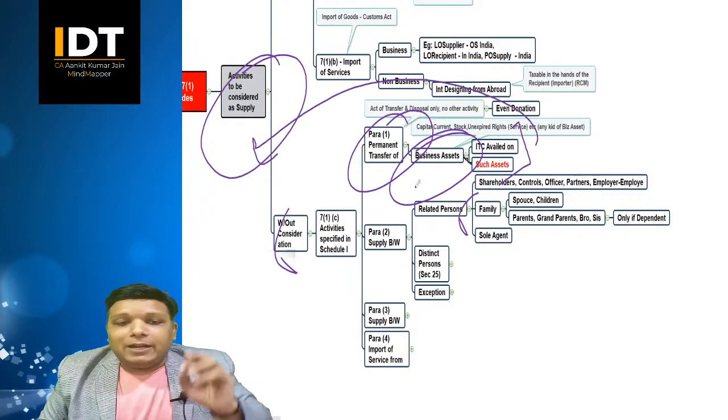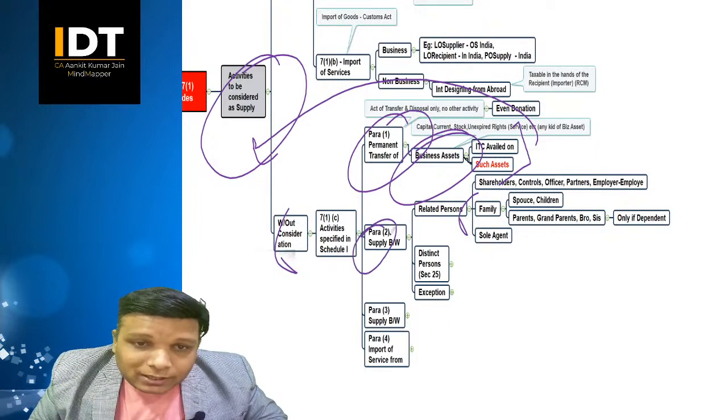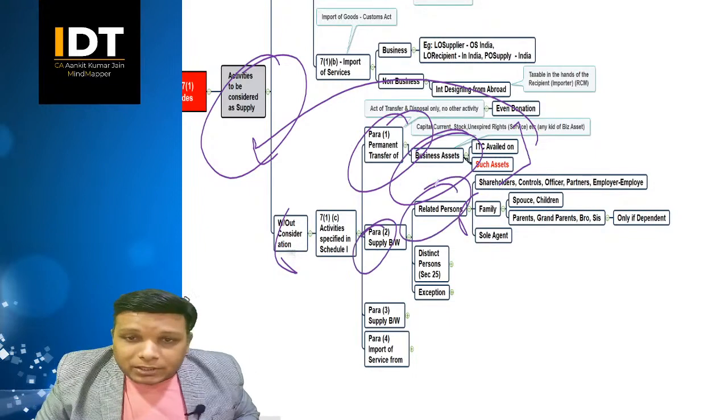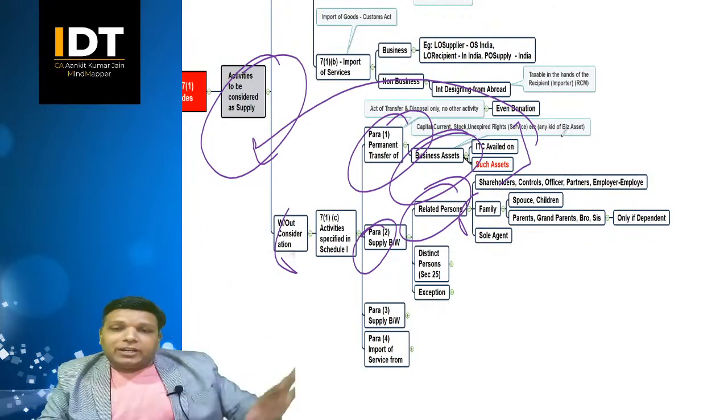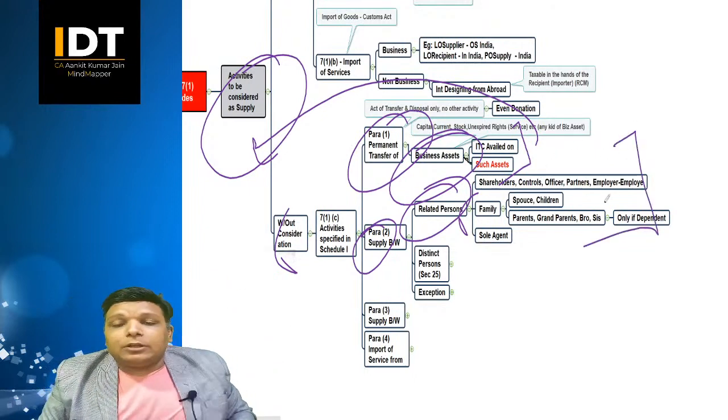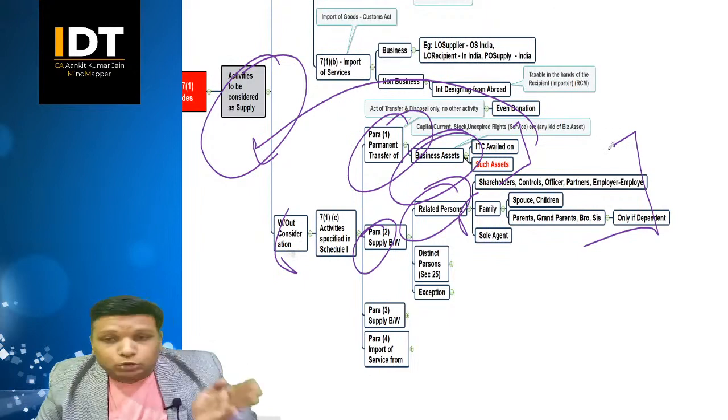Second, we saw that supply activity is what? Supply between related persons. That means if there's supply without consideration and with a related person, then also it will fall under the definition of scope of supply.